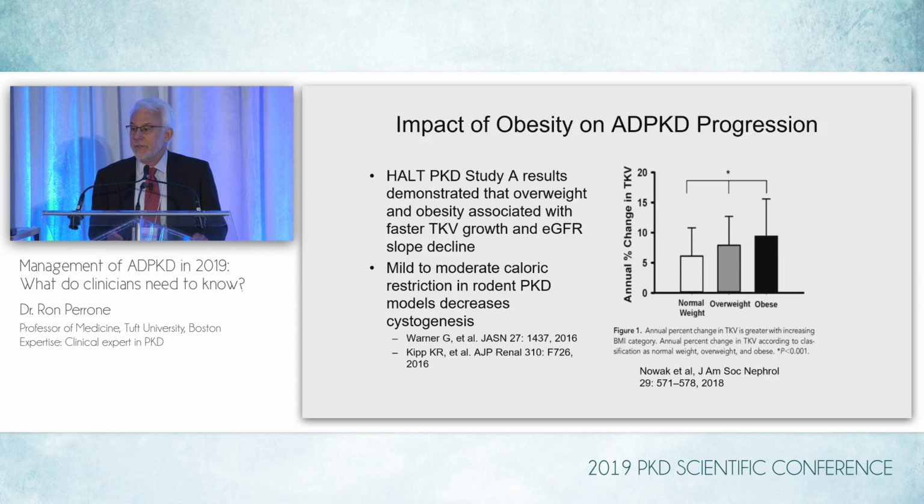Dr. Watnick illustrated nicely the many metabolic issues associated with ADPKD. In HALT PKD Study A, where we measured total kidney volume throughout the study, obesity and overweight were associated with faster total kidney volume growth and eGFR slope decline. This slide shows the impact of normal weight, overweight, or obesity on the annual percentage increase in total kidney volume. And in the HALT study, even individuals with normal weight had a rate of kidney volume increase of more than 5% per year, but the obese individuals had a larger increase in the rate of total kidney volume growth, and this was associated with worse outcomes.